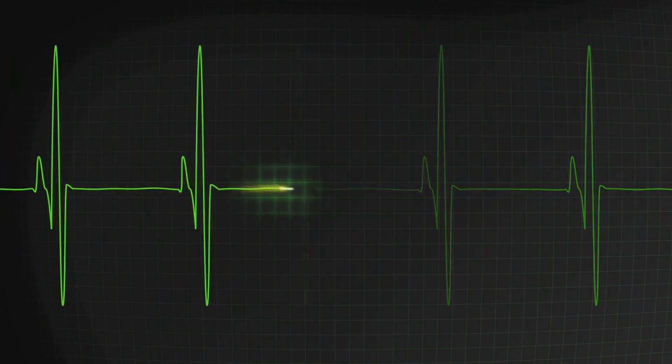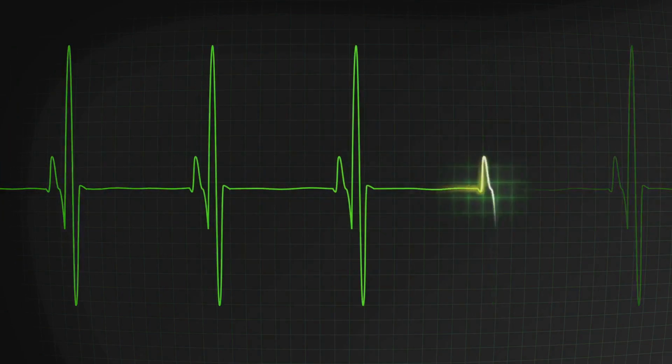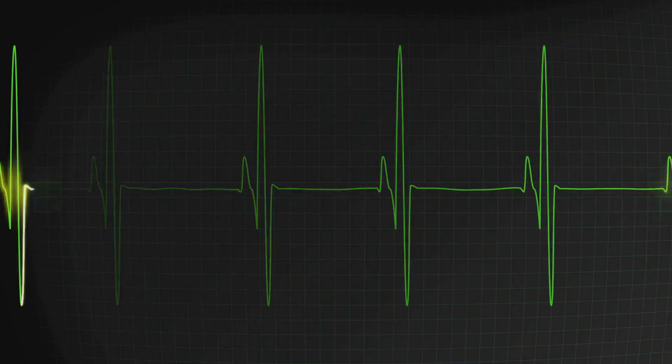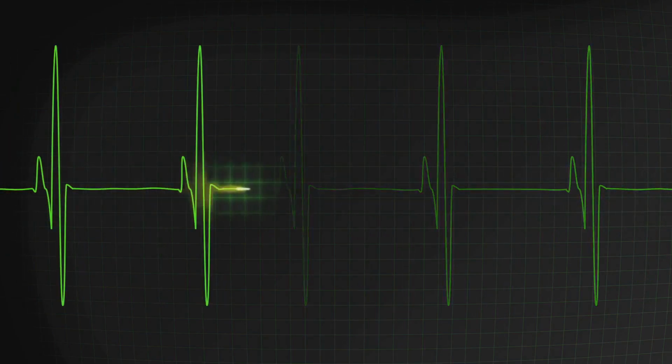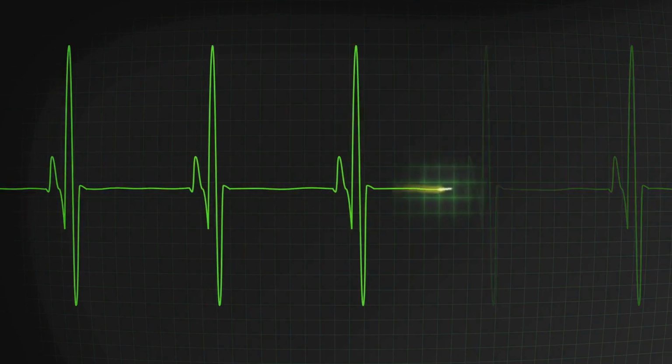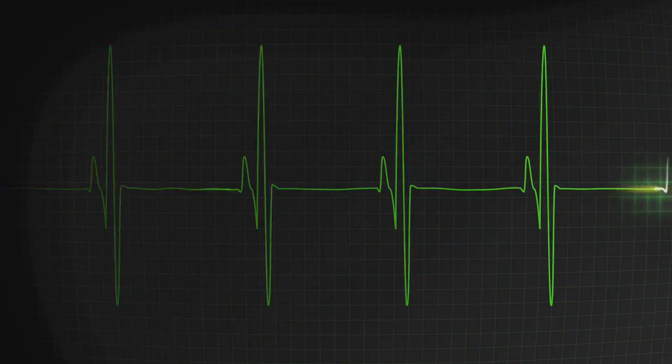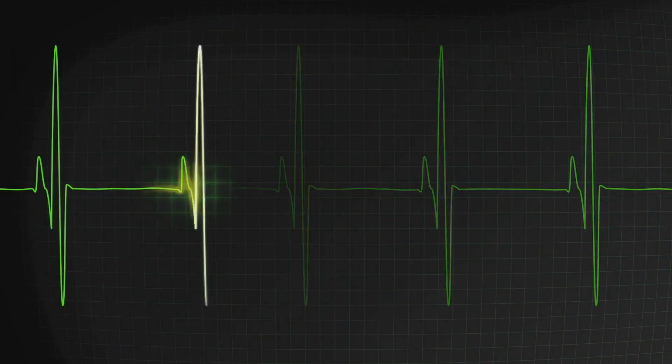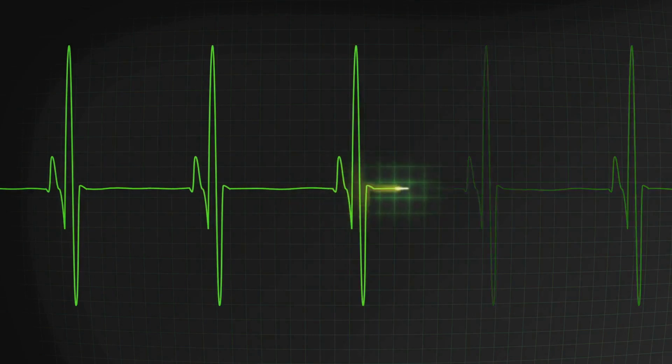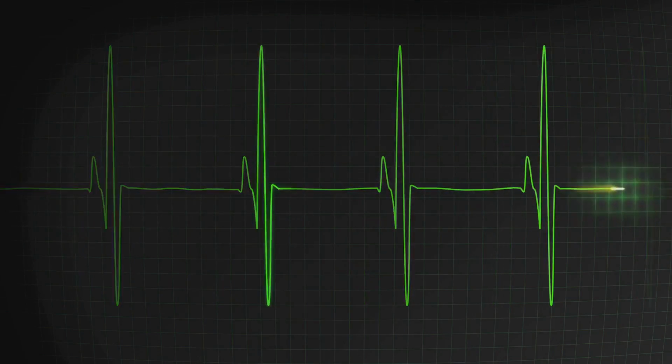ST segment, early ventricular repolarization. Deviations indicate ischemia or injury. T-wave, ventricular repolarization. QT interval, total time for ventricular depolarization and repolarization. Important for drug effects and arrhythmia risk.